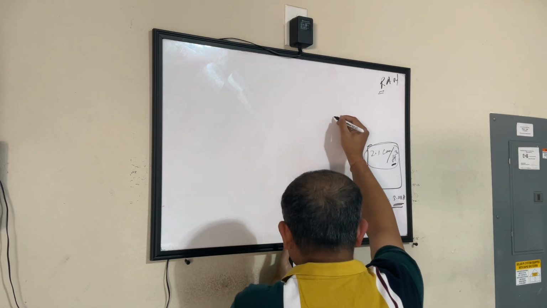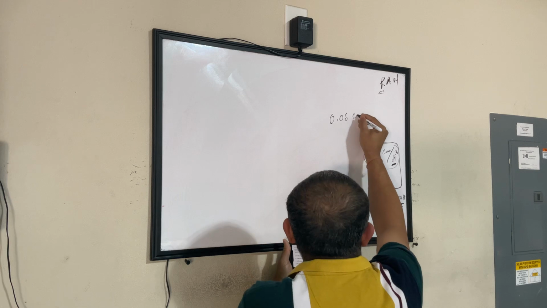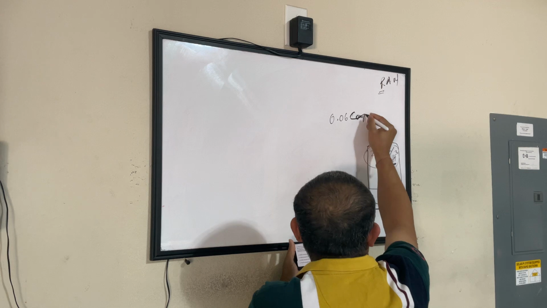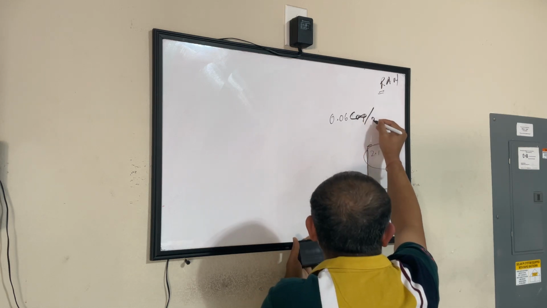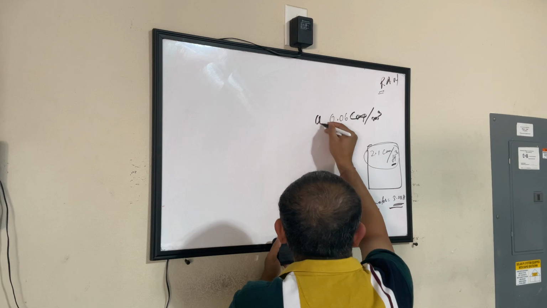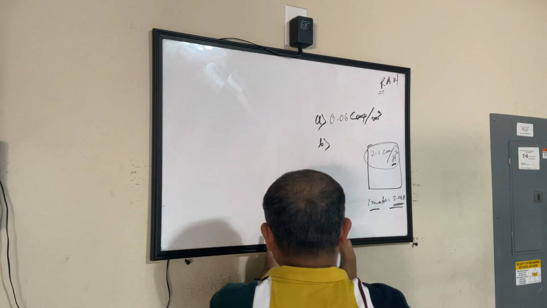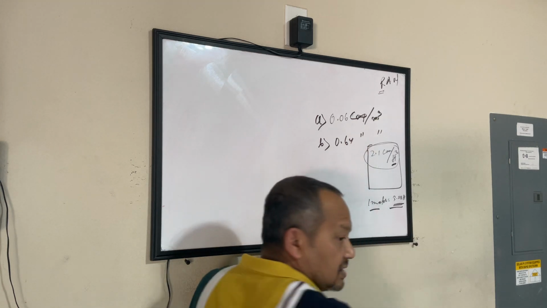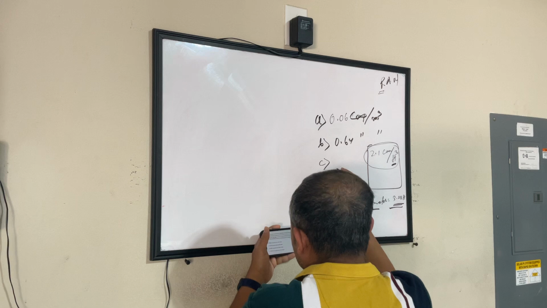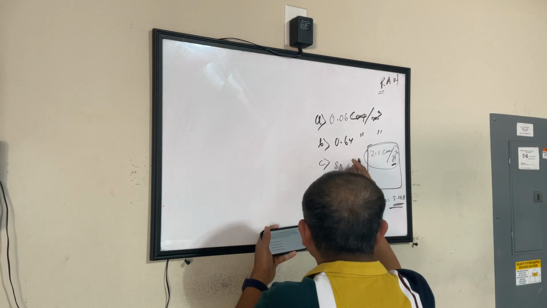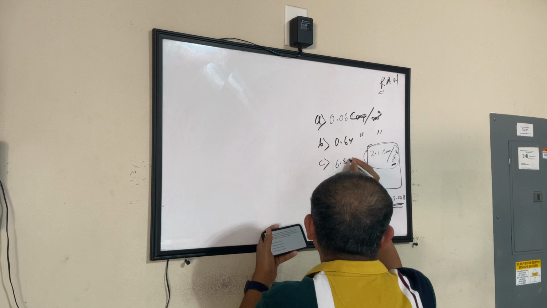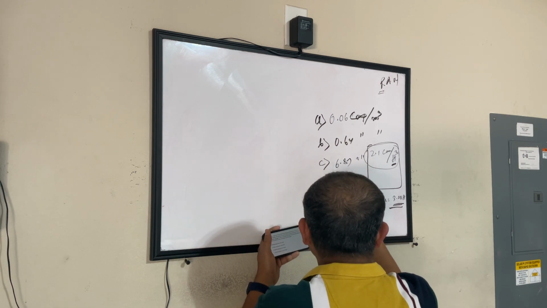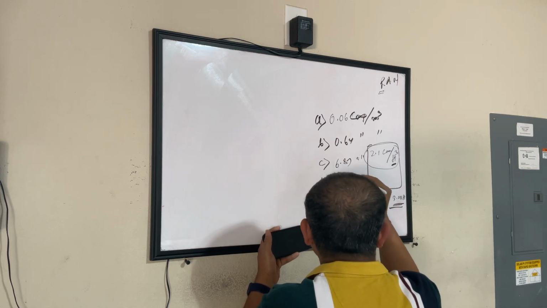The options given are 0.06, I'll just write a C for computer, computers per cubic meter. This is A. Second option is 0.64 computers per cubic meter. Third one is 6.89 computers per cubic meter, same thing. D is 74.10 computers per cubic meter.